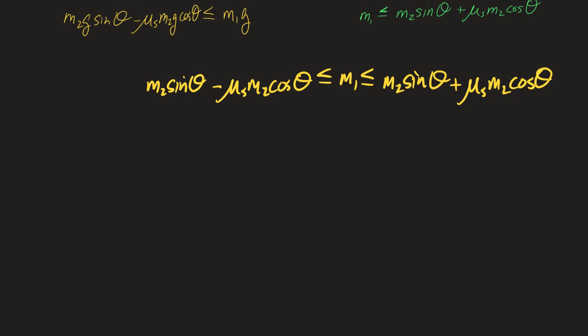By moving the m to the other side, I was able to join both equations together to tell me where m1 has to be. And clearly, it has to be between these two values. It has to be greater than this force, or else the box slides down the ramp. And it has to be less than this force, or else the box slides up the ramp.